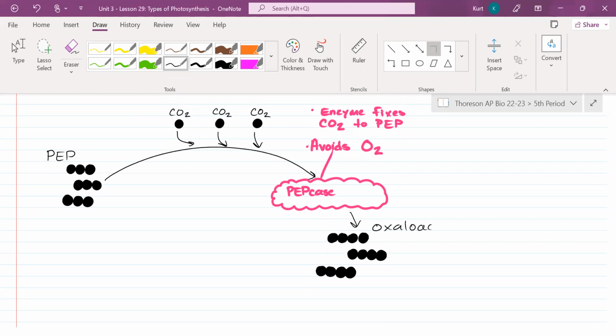Oxaloacetate. It is a C4 molecule. This is why this is called C4 photosynthesis. This is it. There's nothing tricky here, guys. 3 plus 1 is 4.